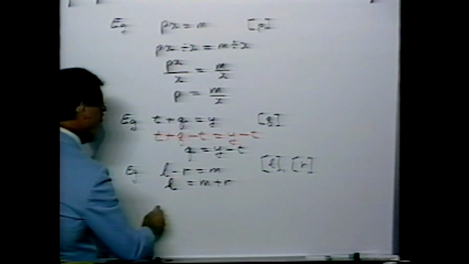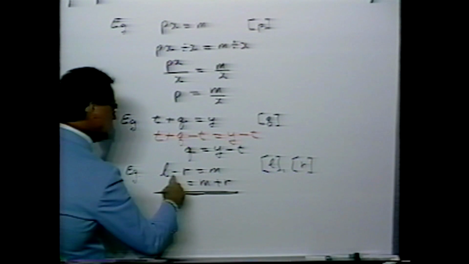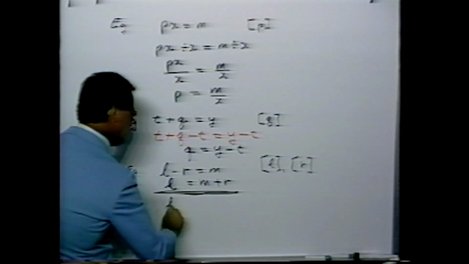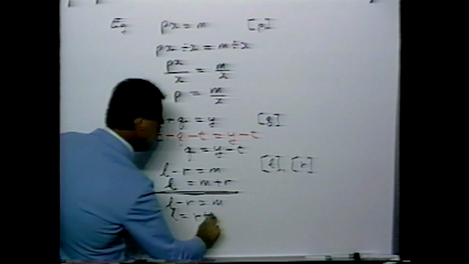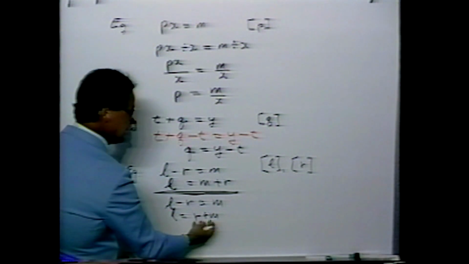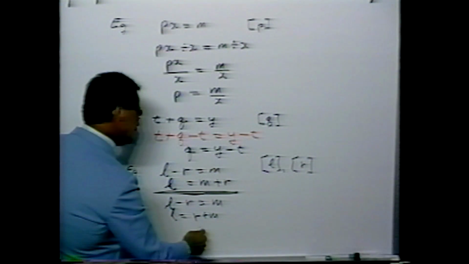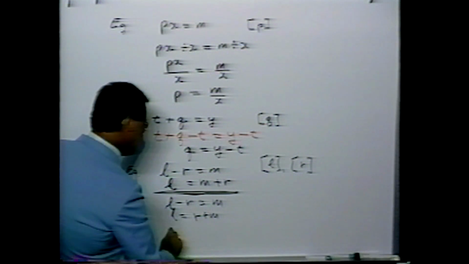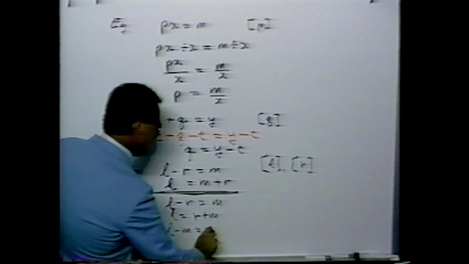To solve for R, let's begin again, L minus R equals M, equal to R plus M. Now, R plus M is an addition between R and M, which we have to disconnect by subtracting M. And when you subtract M, you end up with L minus M equal to R.